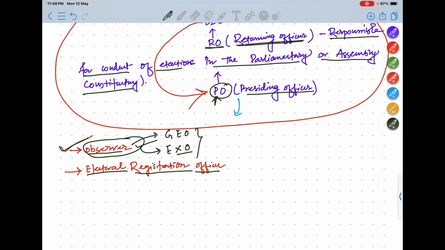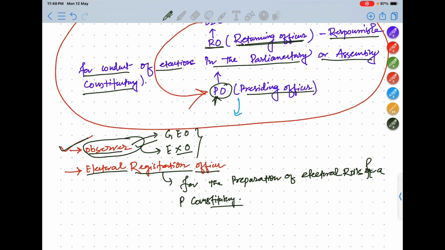Next is the electoral registration officer, the ERO. What is the function of the ERO? The ERO is basically responsible for the preparation of electoral rolls for a parliamentary constituency. This is important. In the exam they may ask who is responsible for electoral rolls in a constituency. It is the electoral registration officer.